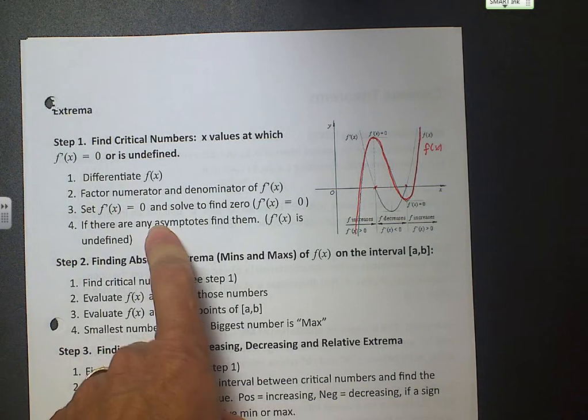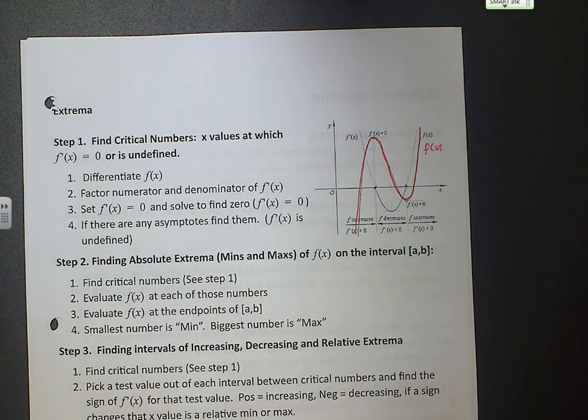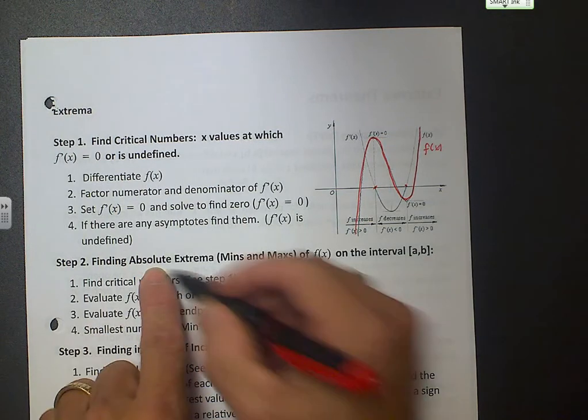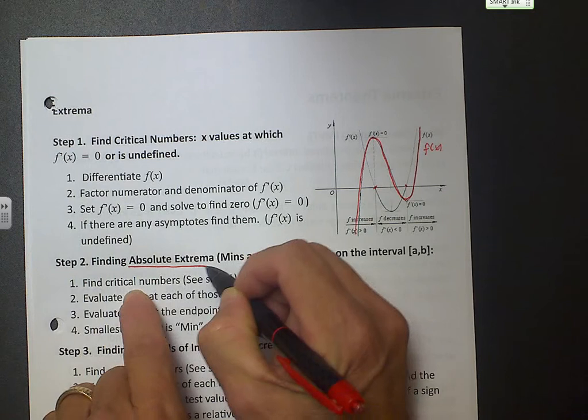Okay with that? So that's step one. You're always going to find your critical points. These other ones, it just depends on the question. Steps 2 through 5 depend on what the question is asking me to do. Is it asking me to find absolute extrema? If it is, then do what I'm about to tell you.